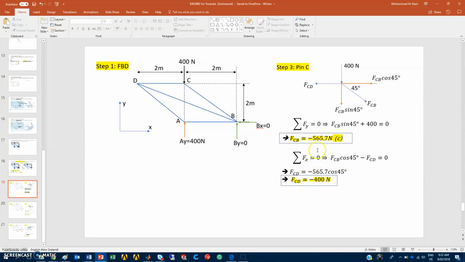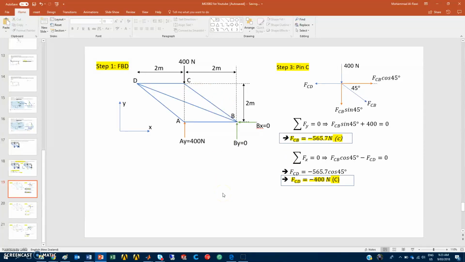Because I took this value, I'm also getting FCD to be negative. If I assume it's a tension, it should say it's compression. So that's why I need to always state these things, to make sure what we're doing makes sense for the readers. Right, now we finish pin C. In pin C we determine FCD and FCB, these two members.